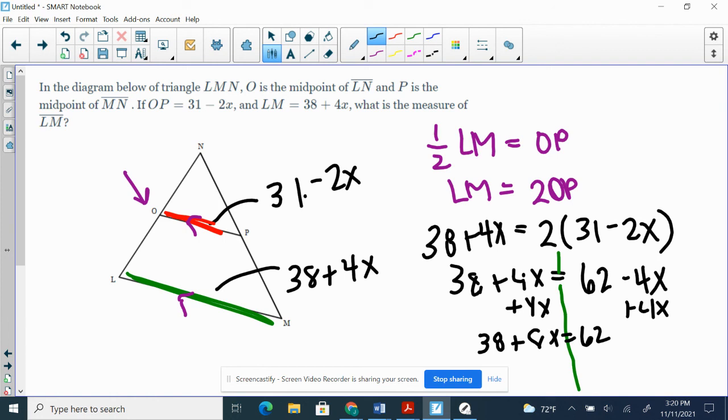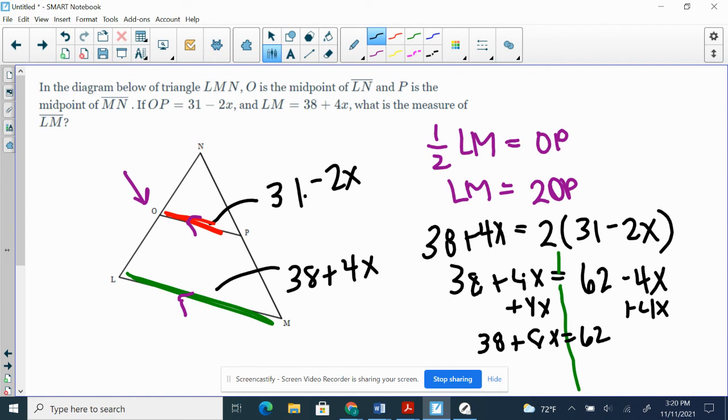I think I did something wrong. Or I'm looking at the wrong problems. Hold on, guys. I just want to make sure I'm not going to lead you down a terrible road. Nope, there it is. So 62 minus 4x, and then 38 plus 4x.